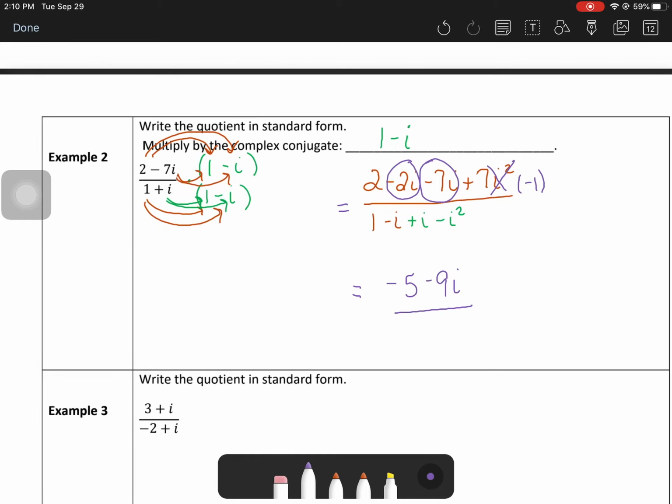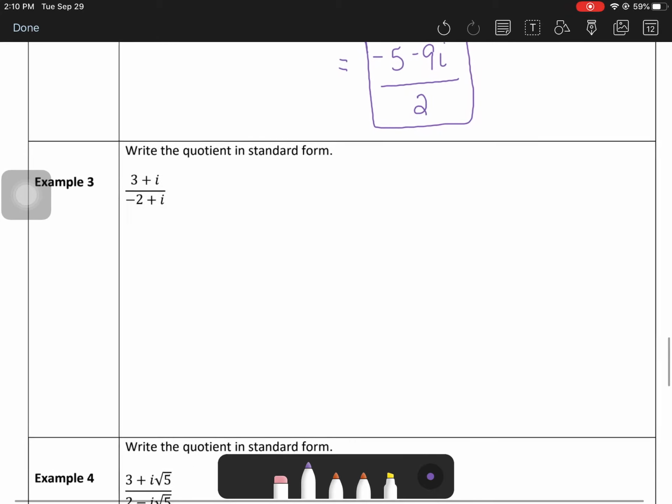In the denominator, we know that the negative i and the positive i will cancel. i squared is negative 1. Negative 1 times negative 1 is positive 1, and positive 1 plus 1 would be 2. So when we multiply by the complex conjugate, it helps us to get rid of the imaginary number in the denominator.